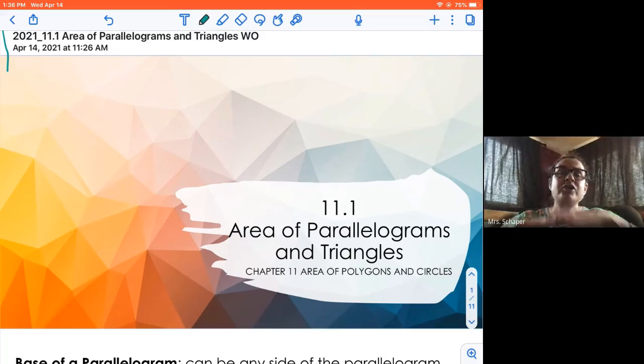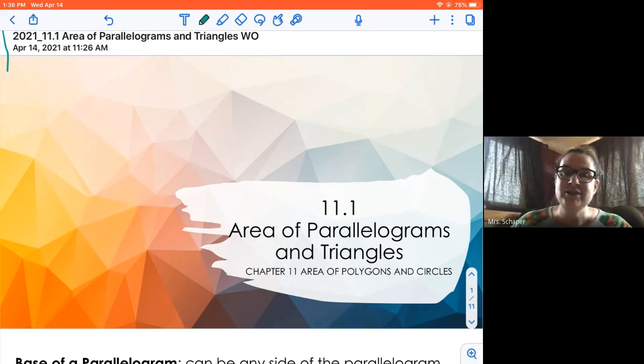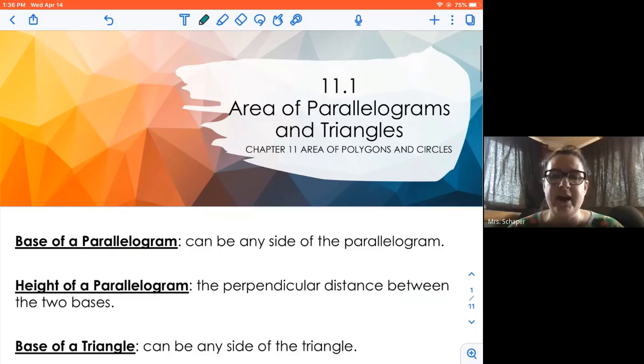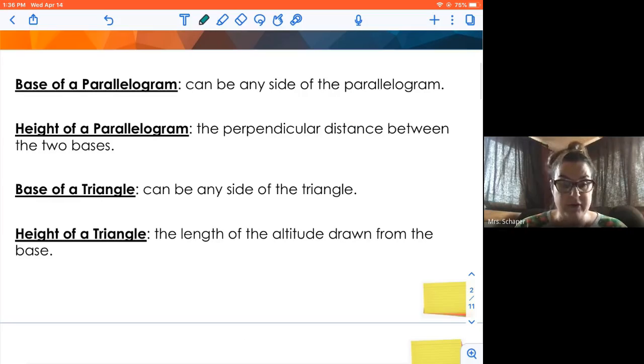So the underlying aspects of what we're talking about, you've heard. It's just we're bringing in more to keep you on your toes a bit, shall we say. So we're going to start with 11.1, talking about parallelograms and triangles to begin with. Just some vocabulary to help you out with this.